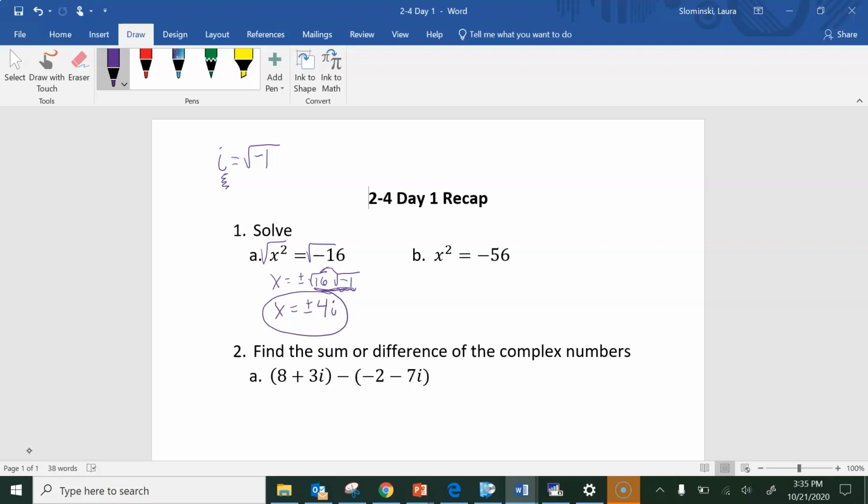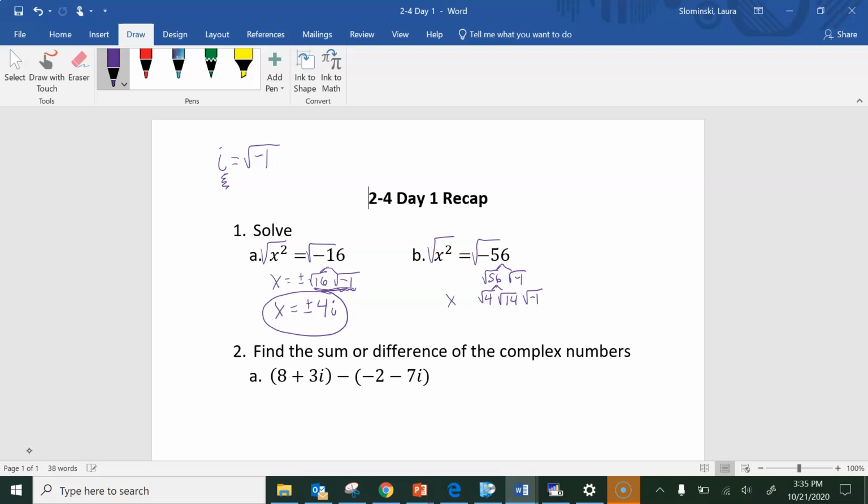All right. Letter B is one step more complex, okay? So when we square root that, again, we could take the square root of 56 times the square root of -1, but then the problem also got into simplifying radicals a little bit further. So not only do we take out the -1, but we can also think about if I can break 56 apart as a perfect square times something. And I know that 56 is 4 times 14.